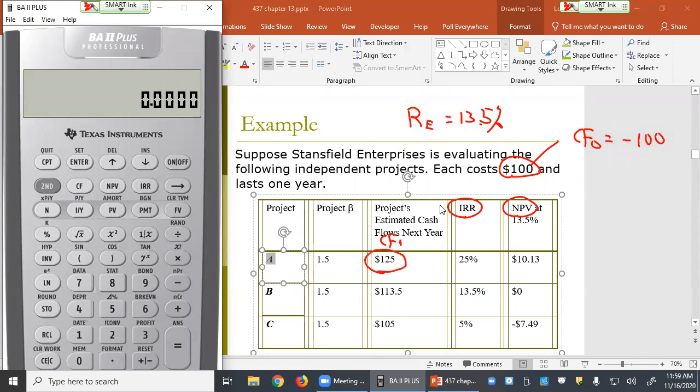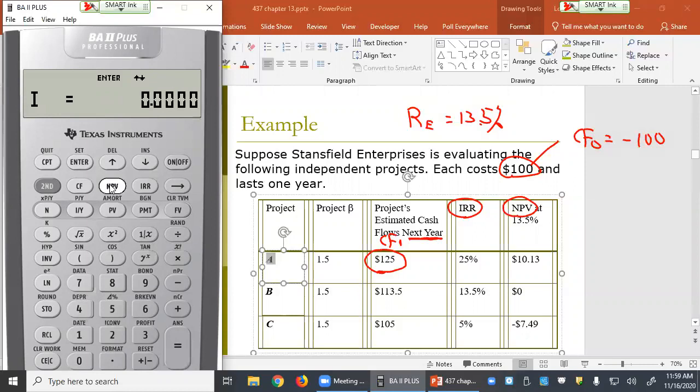Each project only lasts for 1 year because there's no information regarding cash flow 2 or cash flow 3. It says cash flow for next year, so this is cash flow 1. To calculate the NPV, we'll press cash flow, second clear work. Cash flow 0, negative 100. Cash flow 1 is 125, and it occurs only 1 time. There's no cash flow 2, no cash flow 3, and that's all the relevant cash flows there are.